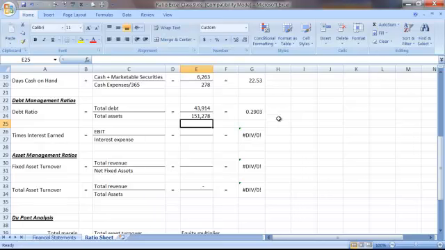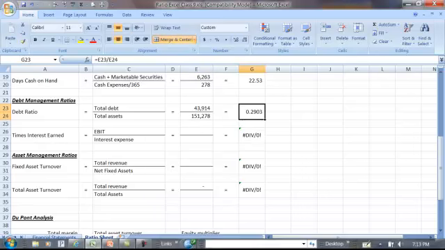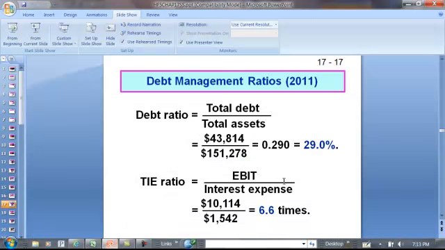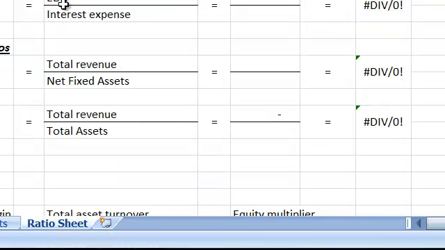Okay, now let's see if that is the same number that they got in the PowerPoint. Yes, 0.29 and 0.29. So there we go.